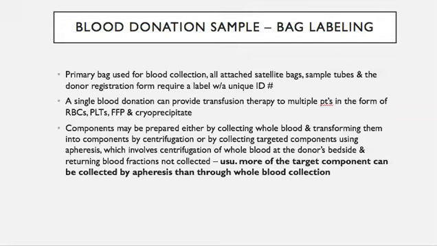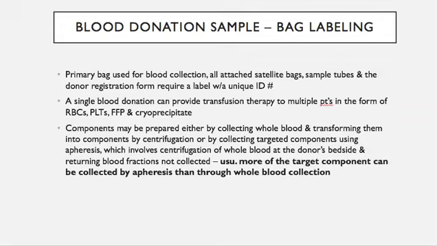Okay, so this next section that we're going to talk about is the blood component itself. Once the component has been donated, how is it treated? So, the blood donation sample bag labeling. The primary bag is used for the blood collection, and then it'll have little satellite bags that come off of it. All of those attached satellite bags, sample tubes, and the donor registration form require a label with a unique identification number.